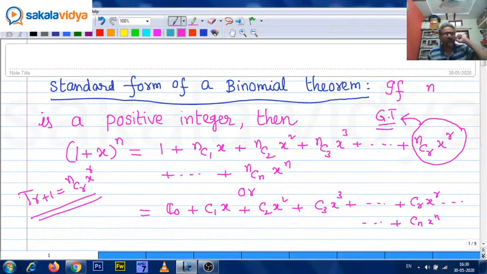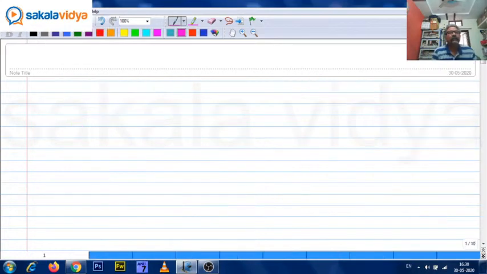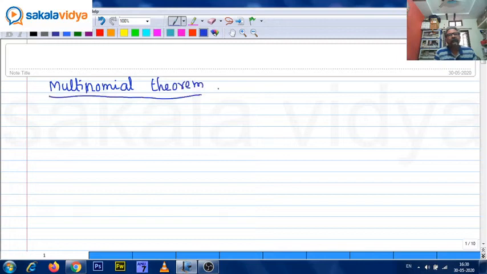Right now, next, let's discuss one more concept now. Multinomial, not binomial, multinomial theorem. Directly we'll write general term in that one, multinomial theorem.